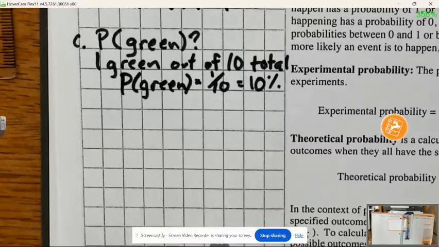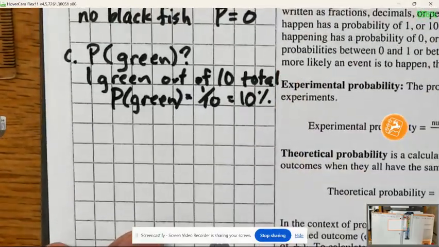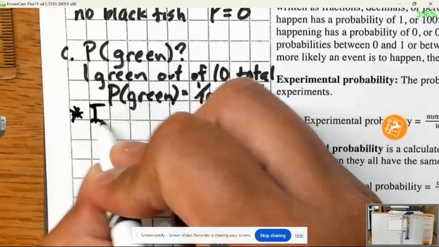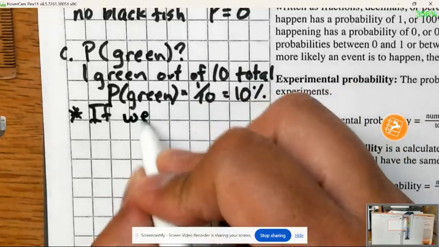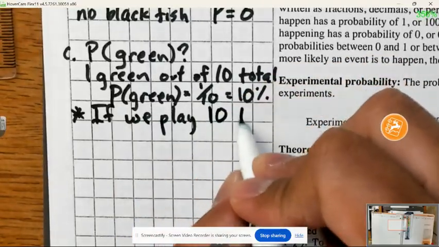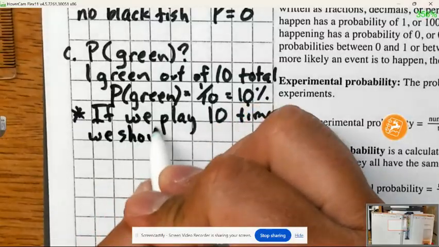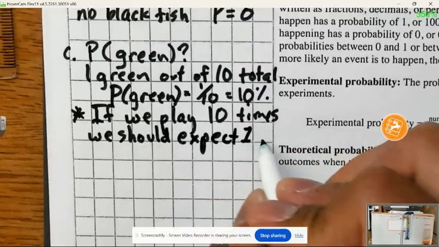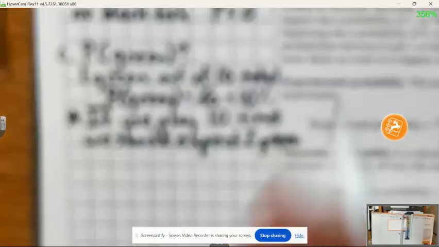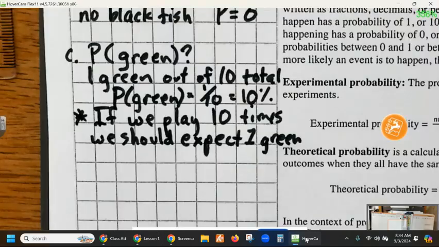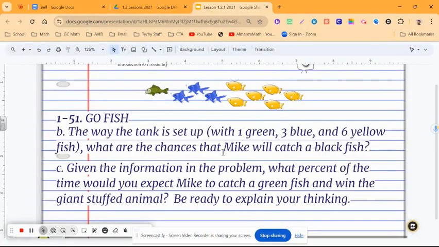Okay. Now, what this actually means is if we were to play this game 10 times, that means fish 10 times in this tank, and catch something and put it back, we would expect to get a green once. If we play 10 times, that's where that 10 total comes in, we should expect one green. Right? And that's pretty much what probability means, right? The probability of getting this is just how many are there out of how many. And if we play it 10 times, we do have a chance of getting that green once. Might we get it more? Sure, we might. Okay, so let's go to the next one.